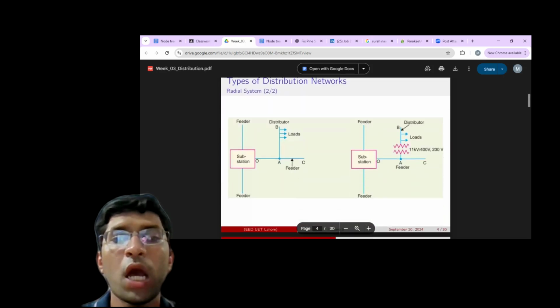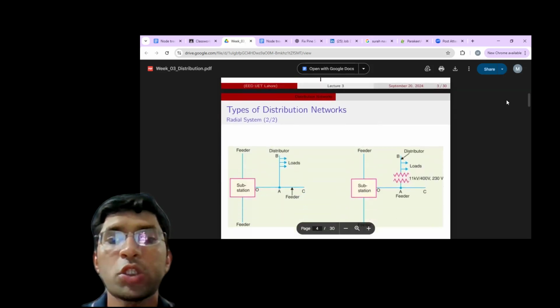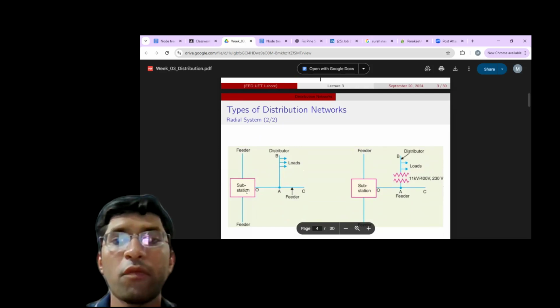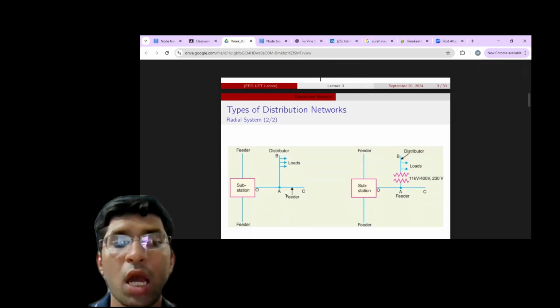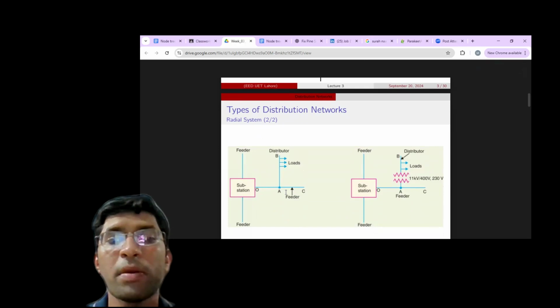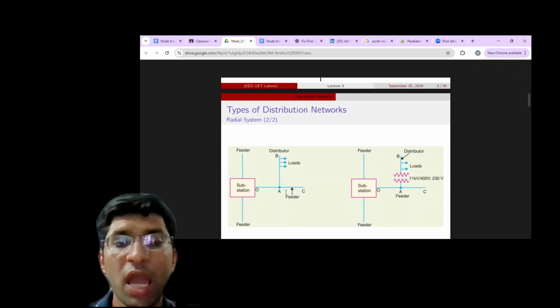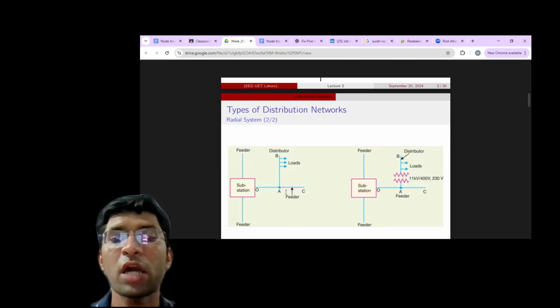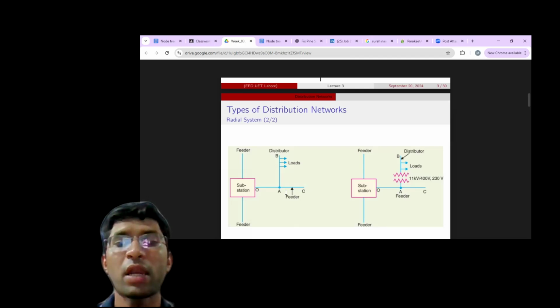So next we move on. What are you getting here? This is a conventional radial system. What does a conventional radial system tell you? In the left diagram, a single feeder comes from the substation and goes straight into the distributor line. The loads are directly tapped from the distributor at different points. I assume that the feeder and the distributor are at the same voltage level.